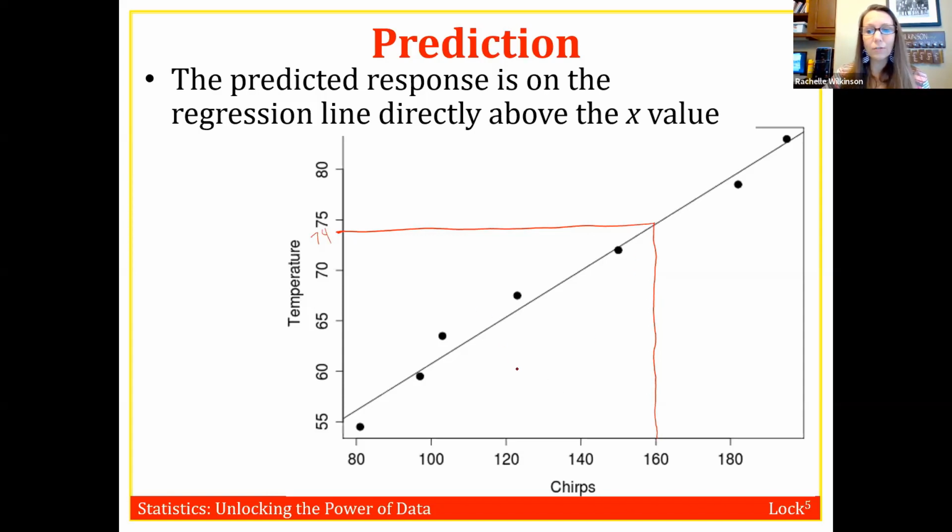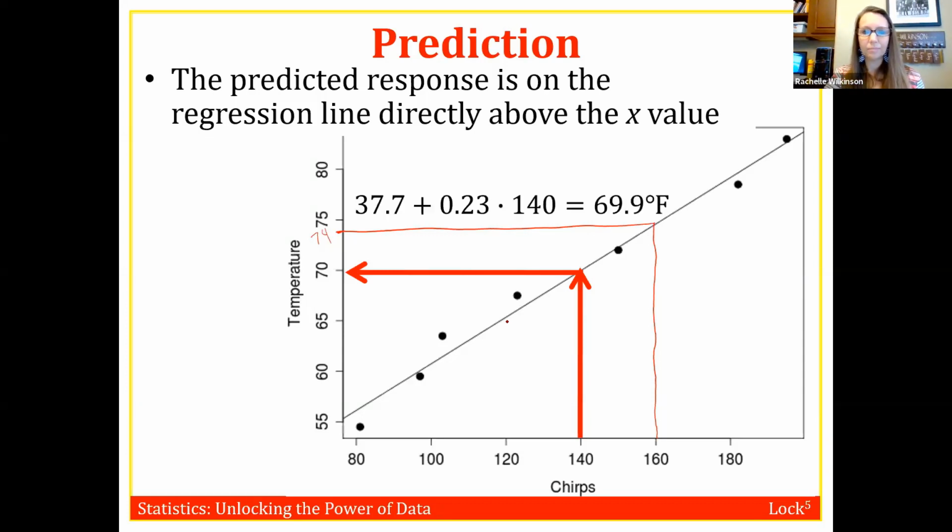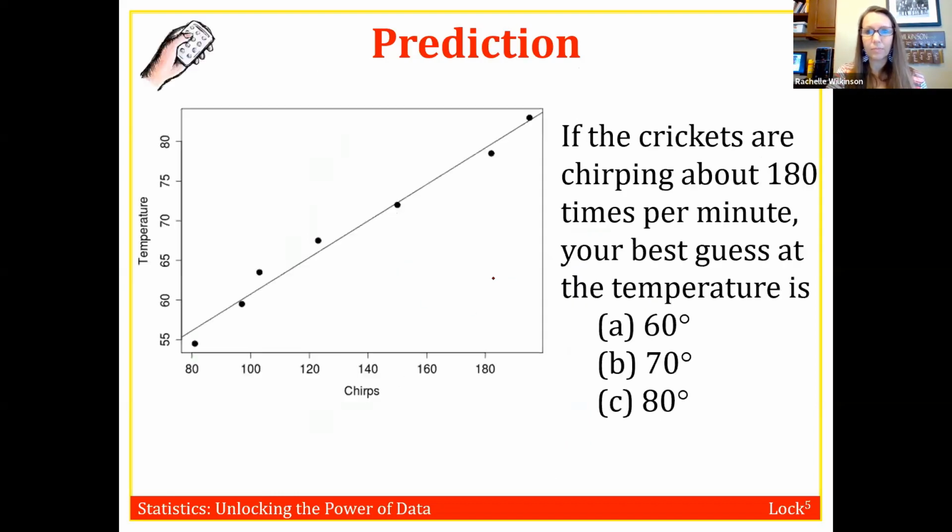So we can use this for any value of X to give us a pretty close estimate for what Y would be. So if I wanted to estimate 140, for example, then again, I'm just going straight up from my X value, take a left turn all the way over to the Y axis, and that's going to give me an estimate for my temperature outside. And as you can see, remember when we actually plugged in 140, we got 69.9, and that's the same exact thing that we're seeing here when we look at it visually on the graph as well. Okay, so here's a chance for you to practice this out.